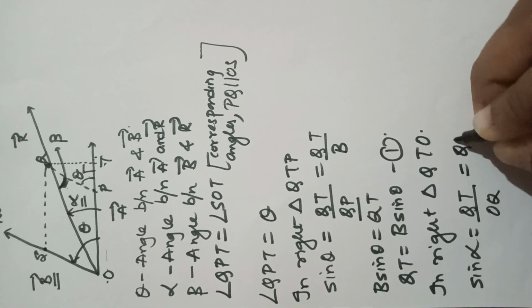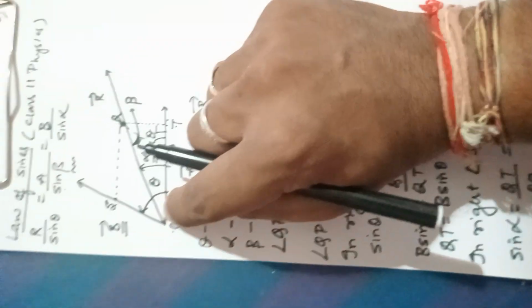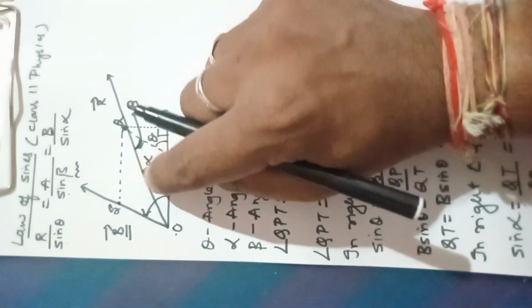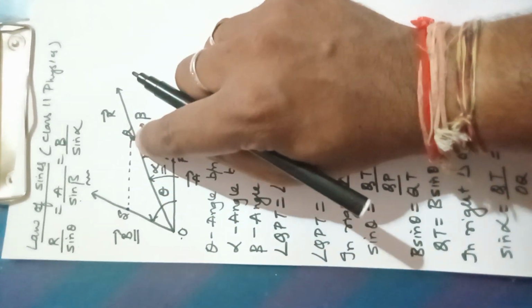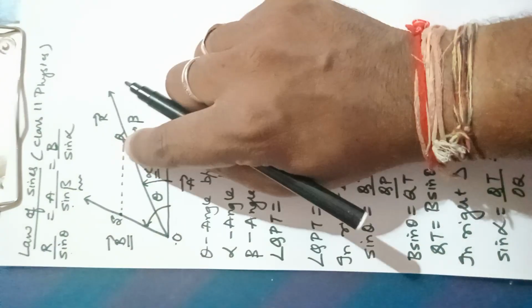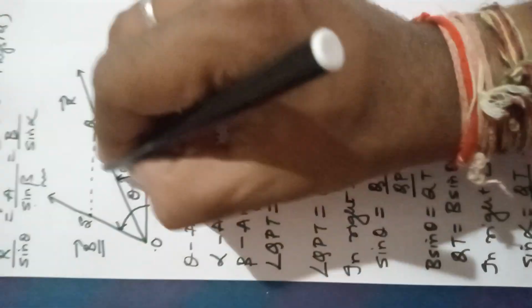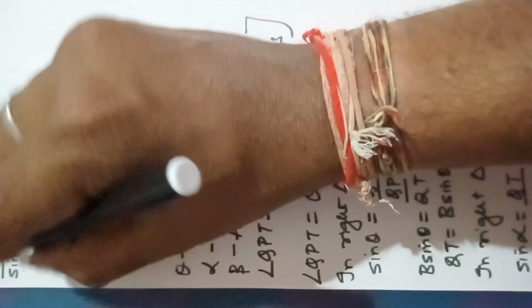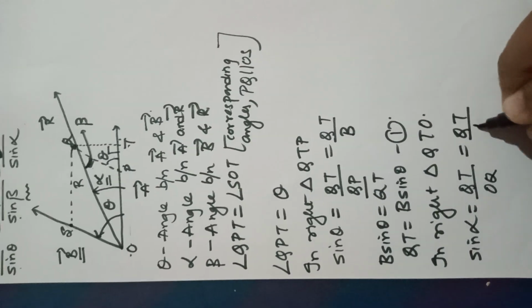Now this QT I'll write as it is. What is OQ? OQ is the diagonal of this parallelogram, and as per the law of parallelogram of vector addition, the length of the diagonal will give us the magnitude of the resultant vector. Let's represent the magnitude of the resultant vector by the letter R. So R is the magnitude of the resultant vector.